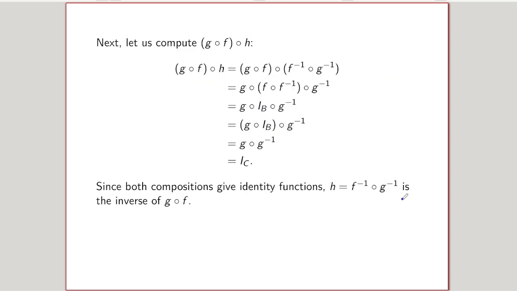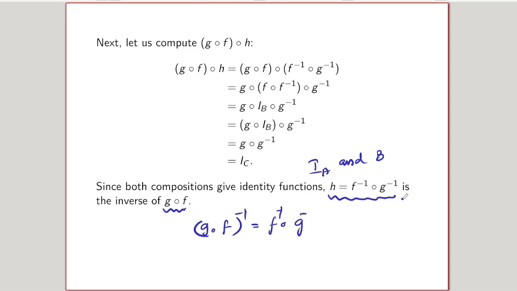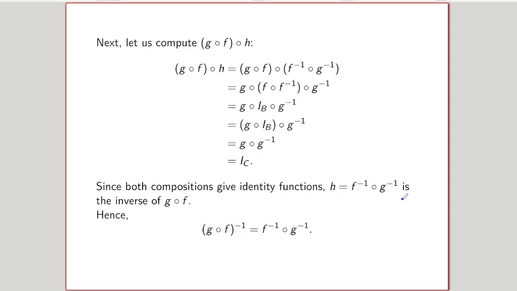So since both compositions give the identity functions I_A and I_C respectively, we can conclude that this H, that is nothing but f inverse composition g inverse, will be the inverse of g composition f. So we can conclude that (g composition f) inverse is nothing but f inverse composition g inverse. So this is what we had to prove.